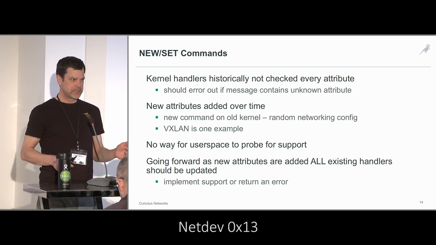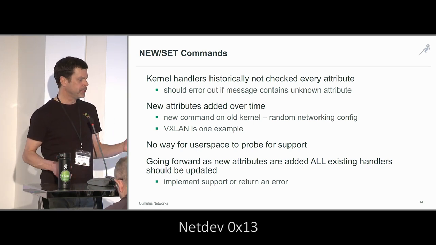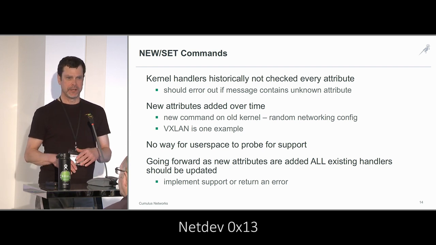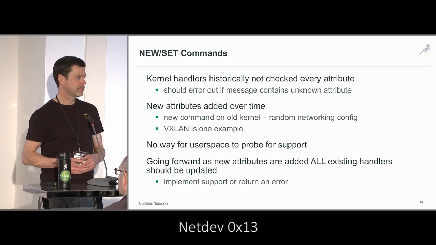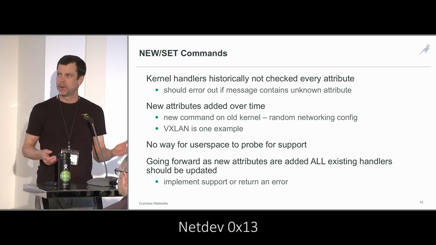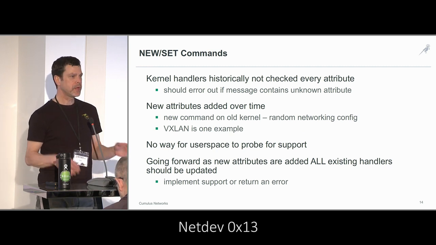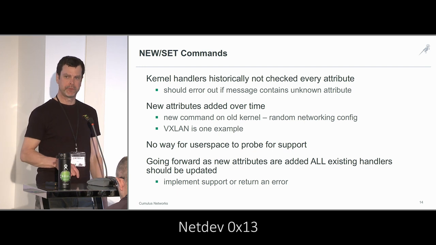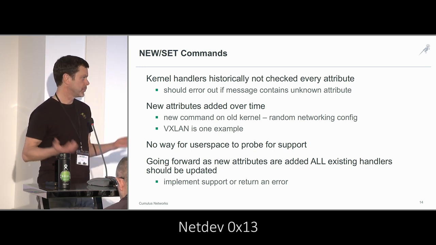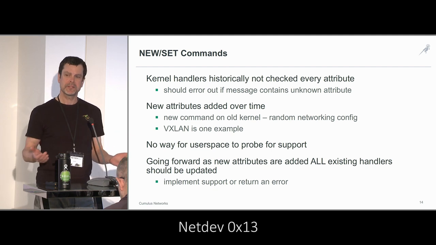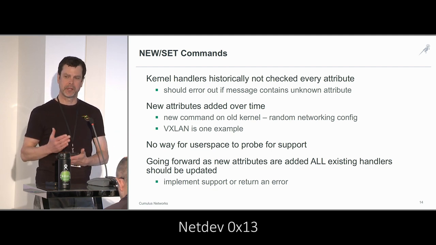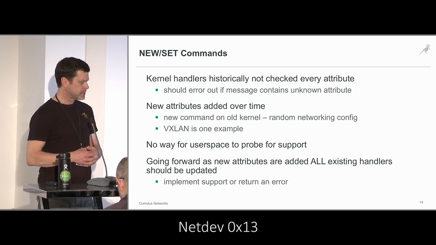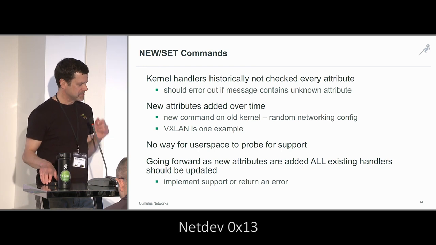So kind of in this same vein is also the new set commands. For example, the handlers have historically not checked every attribute in a request. Okay, you're allowing some flexibility, but there are side effects to that. If you have new user space running on an older kernel, new user space is sending down an attribute that the old kernel doesn't understand, so it ignores it. But that's not what the user asked for. The user asked for a specific networking config, and the kernel is ignoring something it didn't understand. And an example of this is, of course, I always have examples for this stuff.